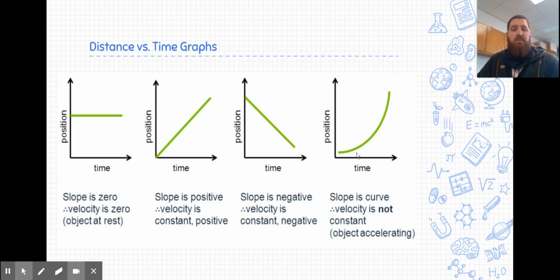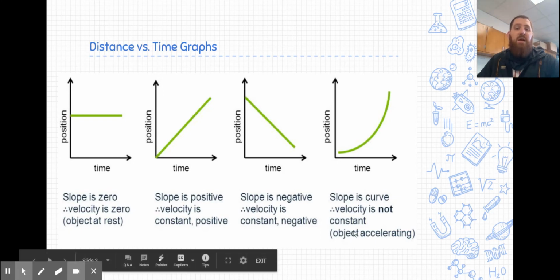Now, this curved line shows us that the slope is changing. So the slope is not very steep here and it's very steep here. That means that the velocity is not constant and this object is accelerating.